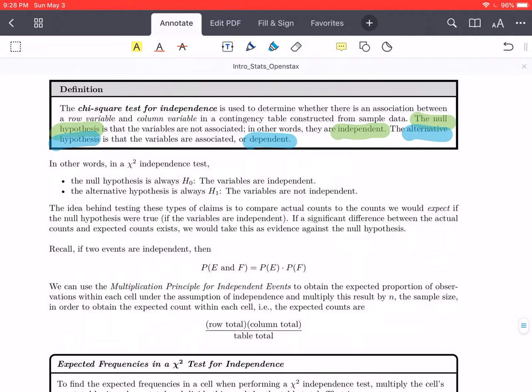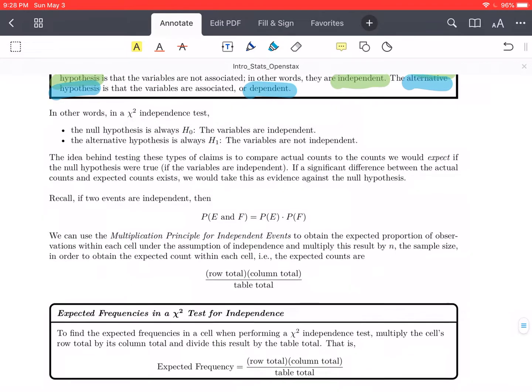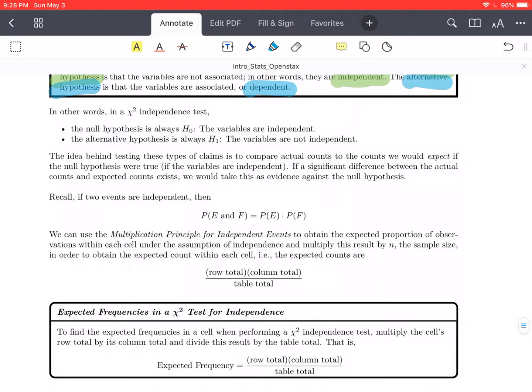So we're trying to show whether or not they are dependent on each other. The idea behind these claims is to compare actual counts to the counts we would expect if the null hypothesis were true. If what we see matches what we would expect if they're independent, then they're probably independent. But if what we would expect under independence is pretty different from what we actually got, that would indicate a dependence.